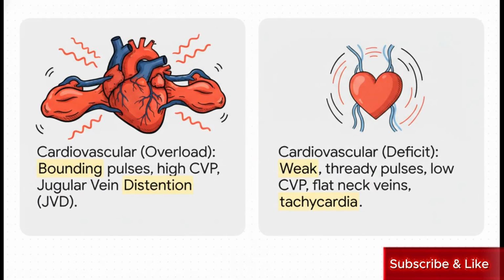Now the cardiovascular system, this is where the differences become crystal clear. In an overloaded patient, their heart is struggling to pump this massive amount of fluid. The pipes are full, you'll feel these really strong bounding pulses, and you'll see those neck veins popping out. That's your classic JVD. But with a deficit, the tank is running on empty. The pulses feel weak and thready, the neck veins are flat, and the heart is beating super fast, tachycardia, trying its best to move what little fluid is left.